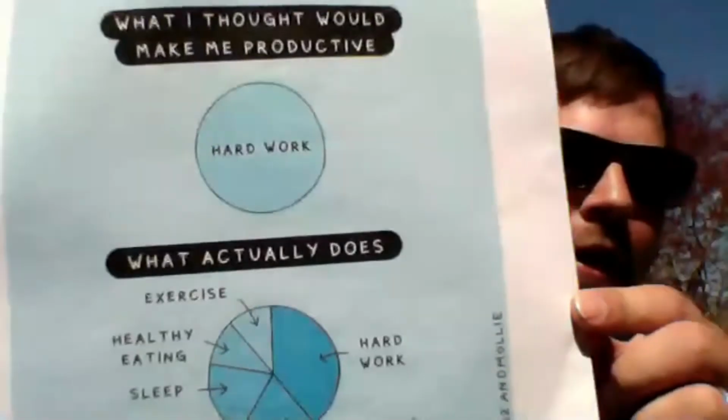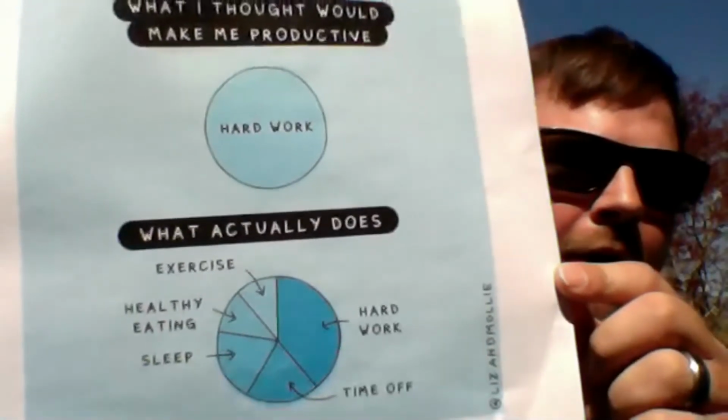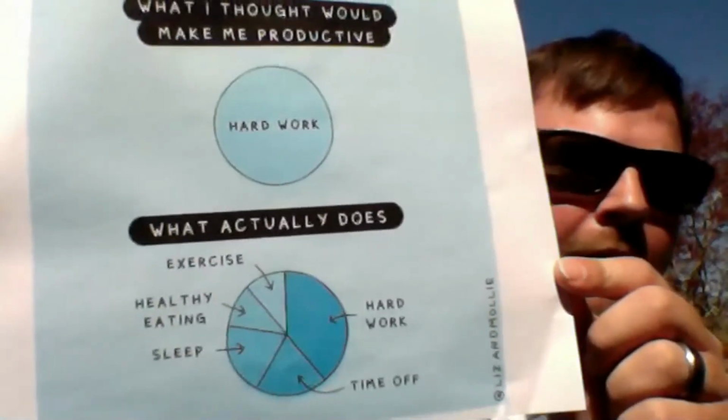What I thought would make me productive, hard work. What actually does? Yeah, this is good. This is fair. How many hours was it that the human body needs for maintenance? Was it like 10 hours? 10 hours per day? 11 hours per day? It's 10 or 11 hours per day that the human body needs for maintenance. And that's sleep, and it's eating, and it's downtime. It's time that we are not working.